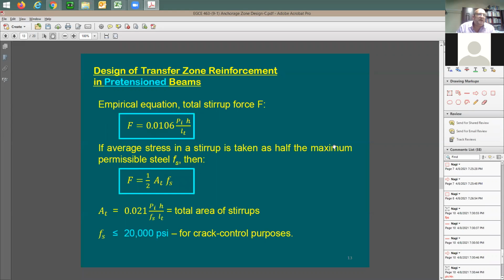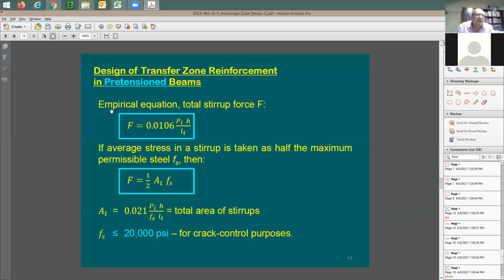Now, how do we design here for the end zone, for the end block? At the end, we're going to be using the Caltrans method. The Caltrans method is taken from AASHTO. Caltrans is the California Department of Transportation. They have their own design specifications for beams and girders, for all bridges, and they have a very simple method that you can use.